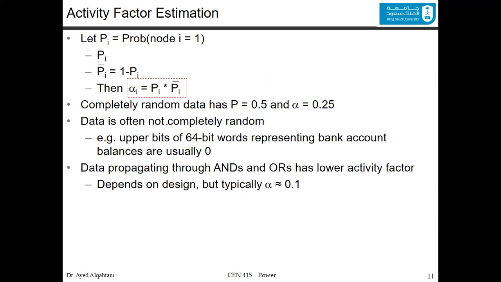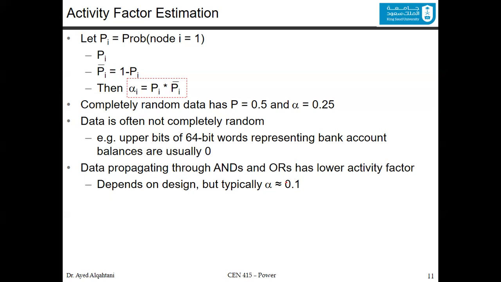So the data is often not completely random. For example, this is if we assume random data, but we know that some data are not completely random. Example, the upper bits of a 64-bit word representing bank account balances. They are usually zero because we don't have so many billionaires or millionaires in the world. So the data propagating through the ANDs and the ORs has lower activity factor. It actually depends on the design, but typically the activity factor is around 0.1.